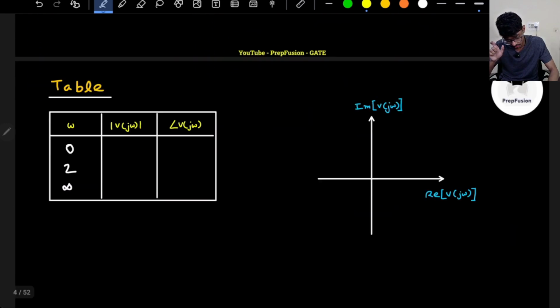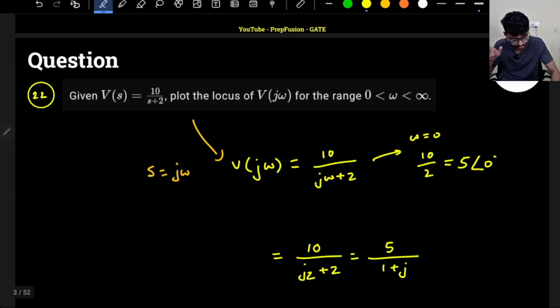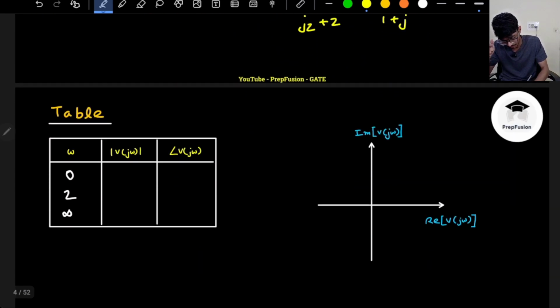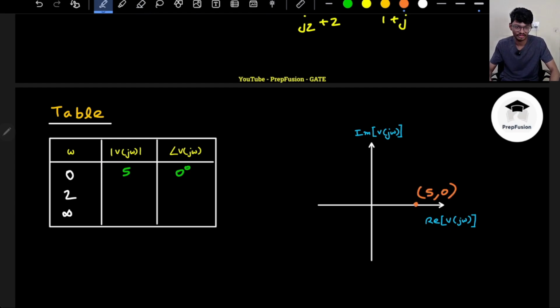So what is the magnitude? This is 5 angle 0, correct? Magnitude here is 5. What is the angle? Angle is 0 degrees. So it has only a real component. It only has a real component, so it will be lying on the positive x axis. This is my point 5 comma 0, or 5 angle 0.